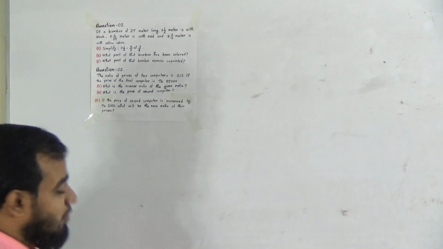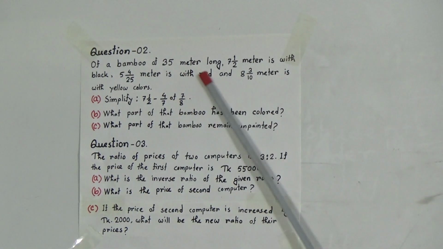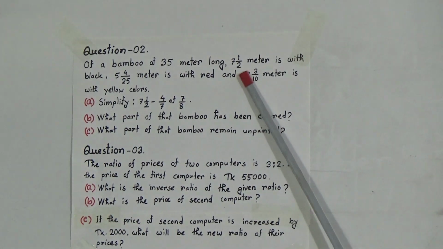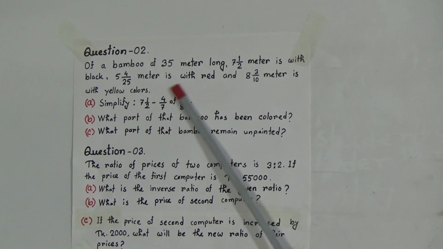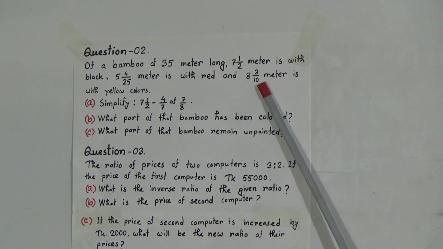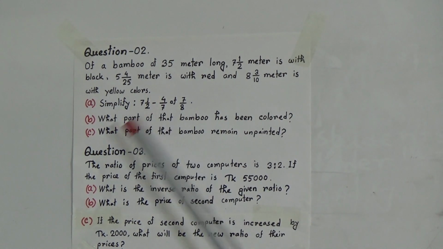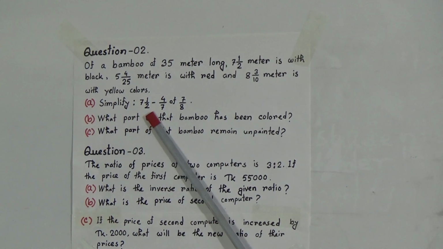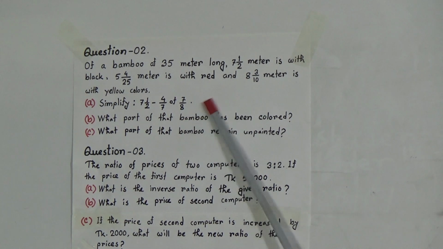Okay, question number 2 is of a bamboo of 38 meters long. 7.5 meters is colored black, 5 and 4 by 25 meters is red, and 8 and 3 by 10 meters is yellow. Activity A is: simplify 7.5 minus 4 by 7 of 7 by 8. We have to simplify this one.